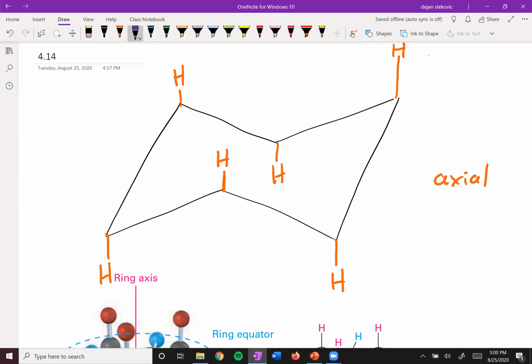And then we can draw in the equatorial ones as well. So these equatorial ones, you want to draw them as parallel. So for example, this line right here, this hydrogen should be approximately parallel to it. For the hydrogen over here, it should be approximately parallel to this line right here. And then the same thing on this other side.